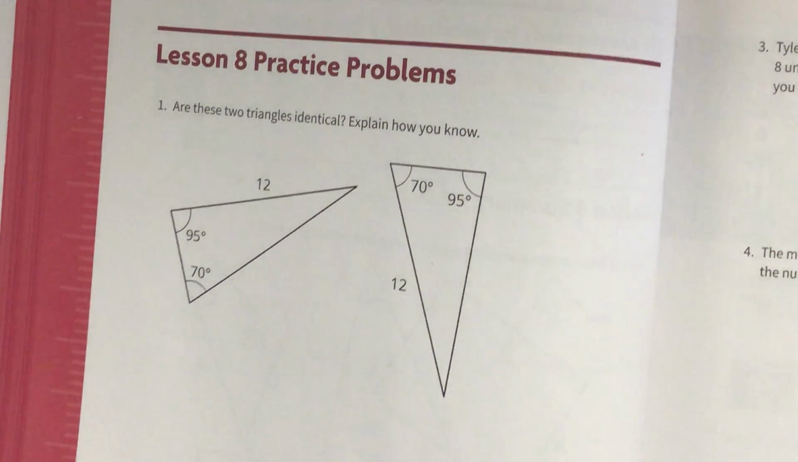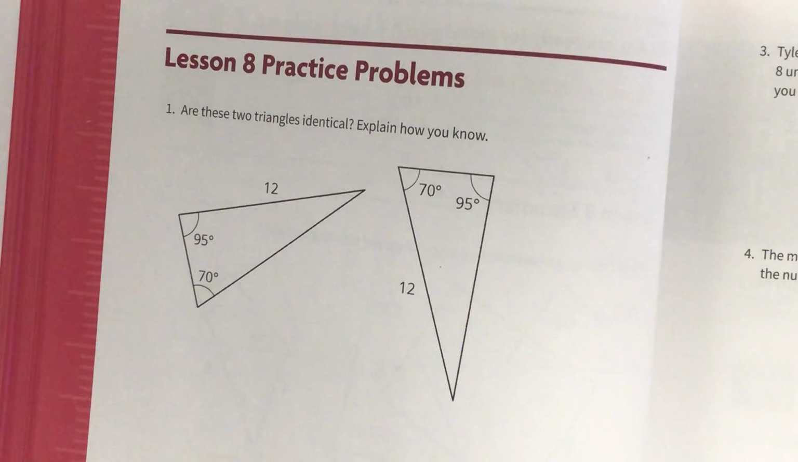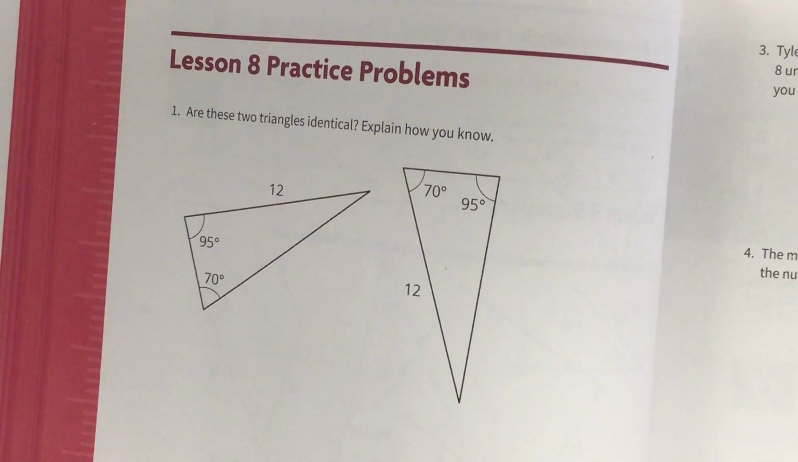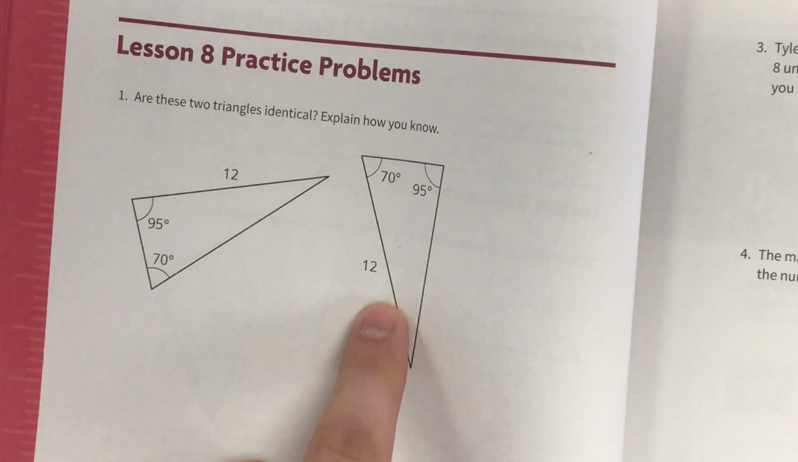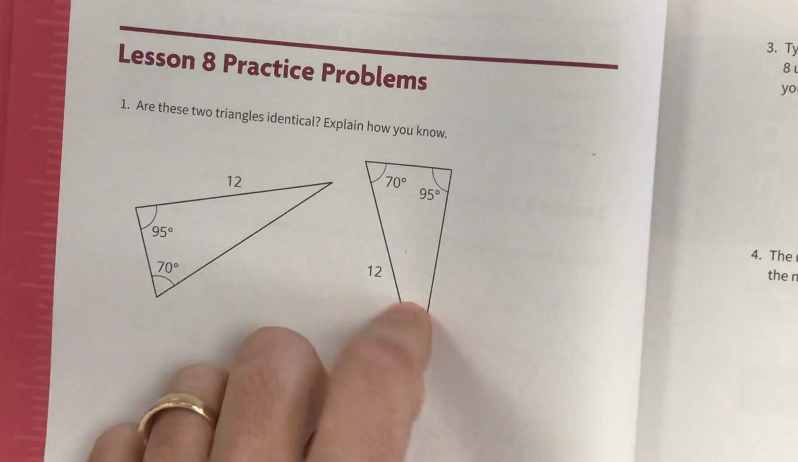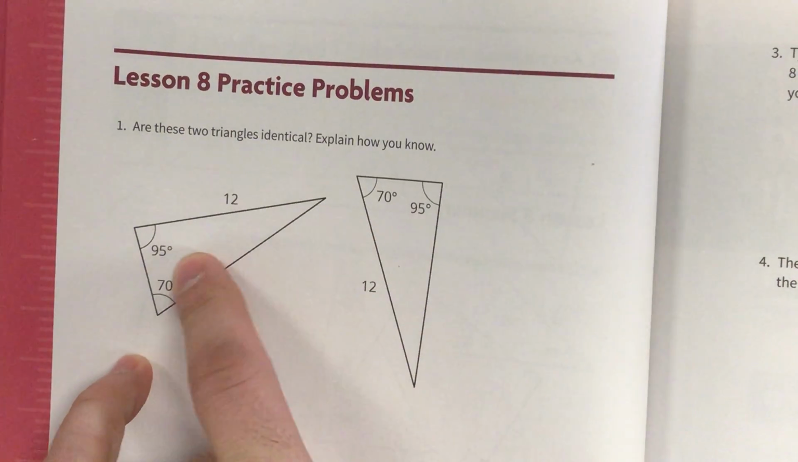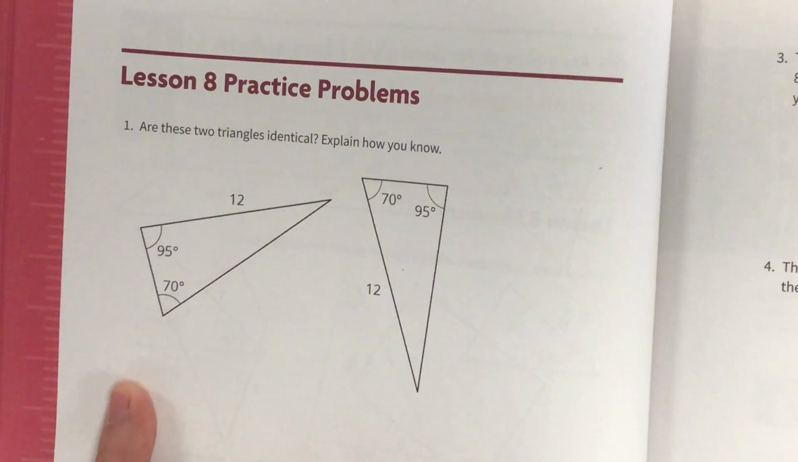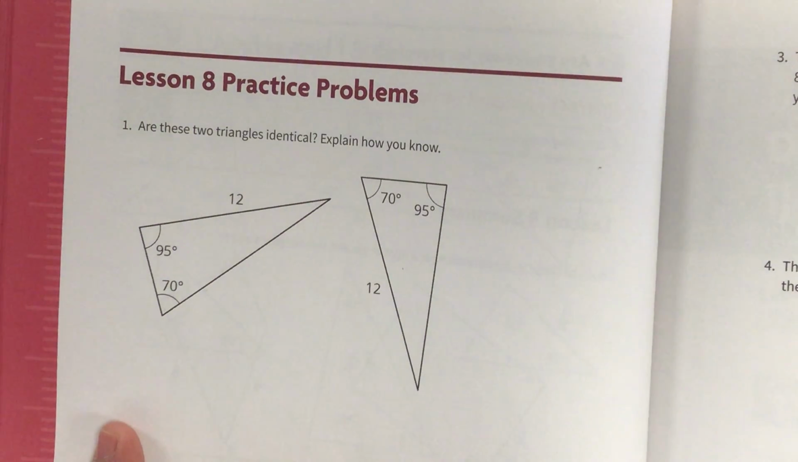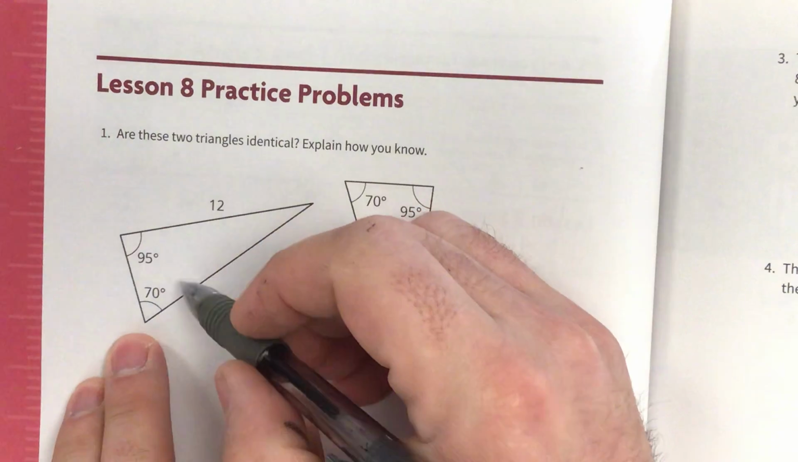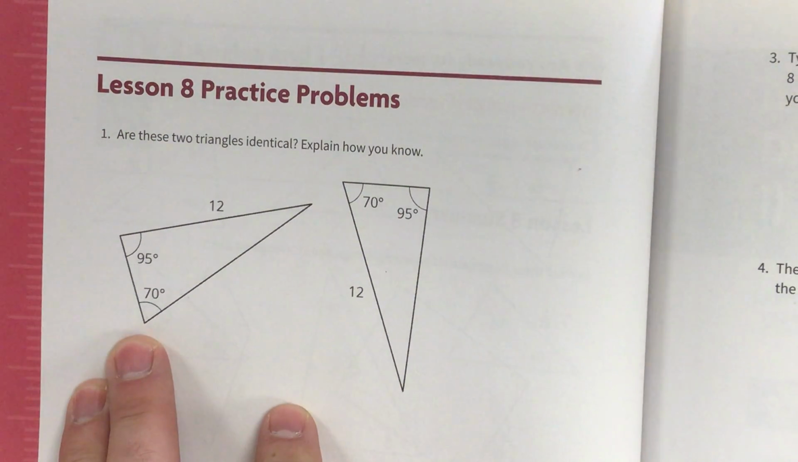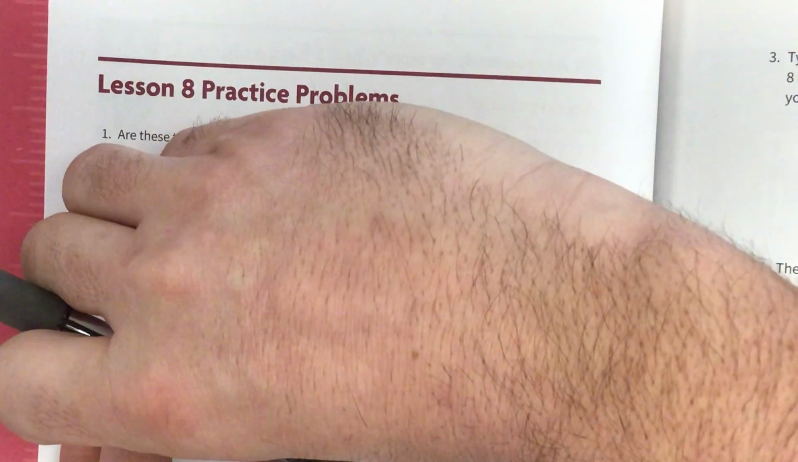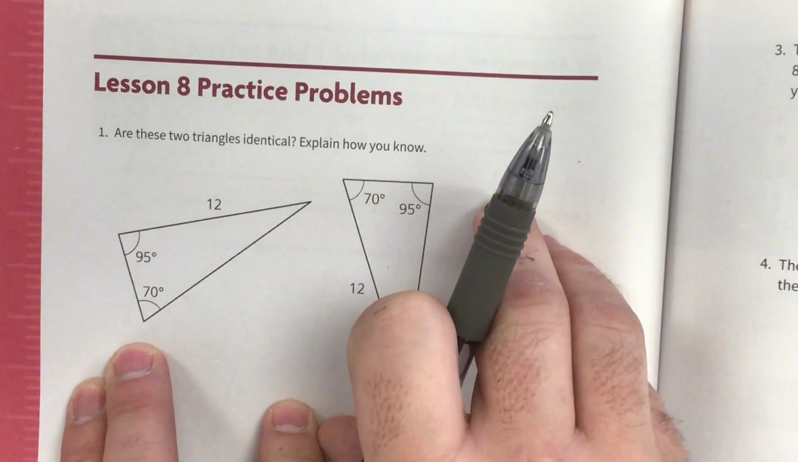Number 1. Are these two triangles identical? No. What do you mean? They have 3 sides. They all have a 70, a 95, and a 12. If you match the triangles up, the side length of 12 will be on different sides. You can also try this on tracing paper. There's a little box of that back there. If you trace it and then slide it, you'll see that it's not the same.